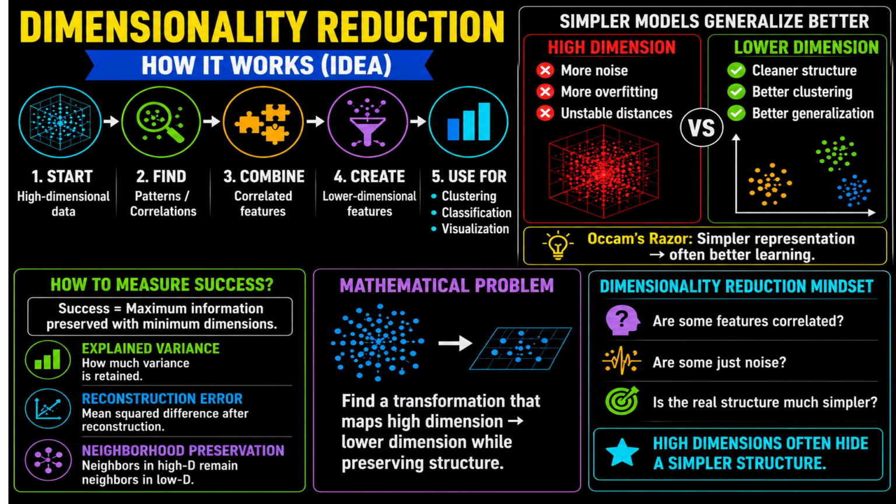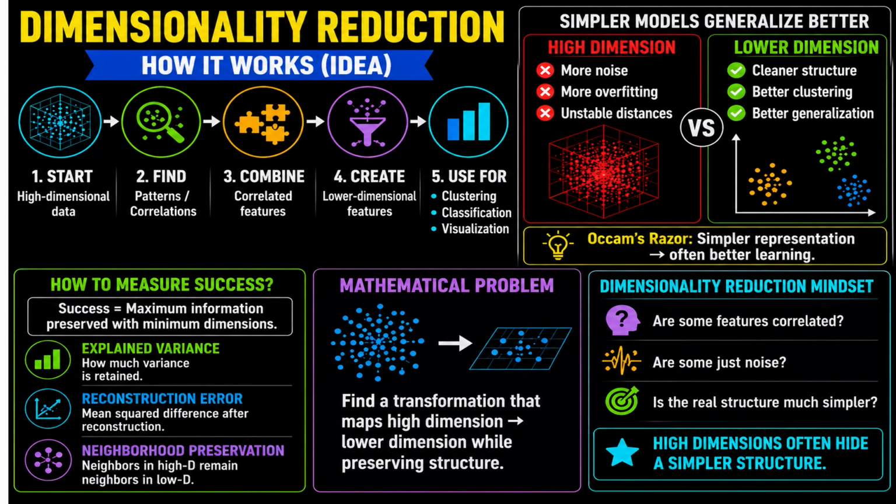So how do we measure success? We measure success as the maximum information that is preserved with minimum dimensions. You have variance: how much variance is actually retained from the high dimension to low dimension? Mean square difference after reconstruction between the high dimensional data and the low. And neighborhood preservation: if points are neighbors in high dimensions, they should also be neighbors in the low dimension. As a mathematical problem, we are finding a transformation that maps high dimensional to low dimensional while still preserving the structure.